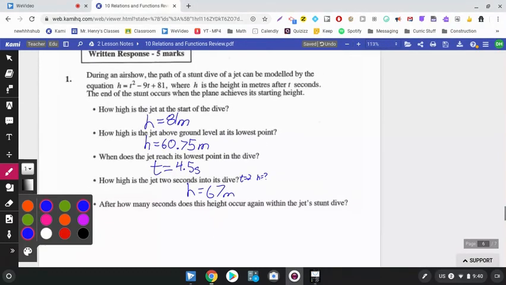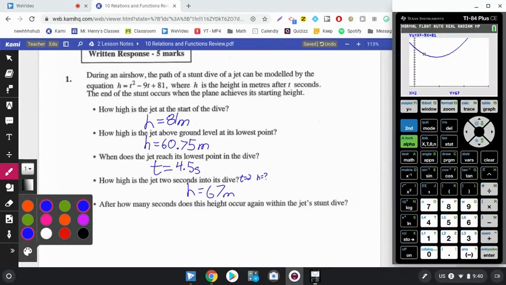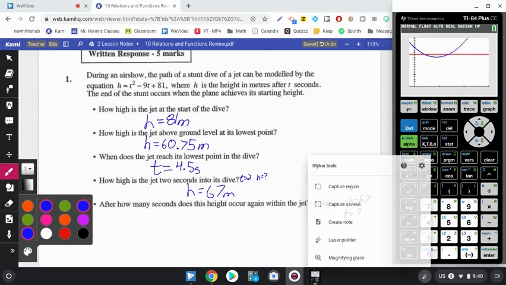And then it says, after how many seconds does this height occur again within the jet's stunt dive? So in this one, it's saying, hey, your height is 67. And I'm going to talk about the time, right? It's actually giving me the h value, or in this case, the y value. And I know there's only one place to enter y, and that's the y equals button. So I go over there, go to the y2, 67, and back to my graph.